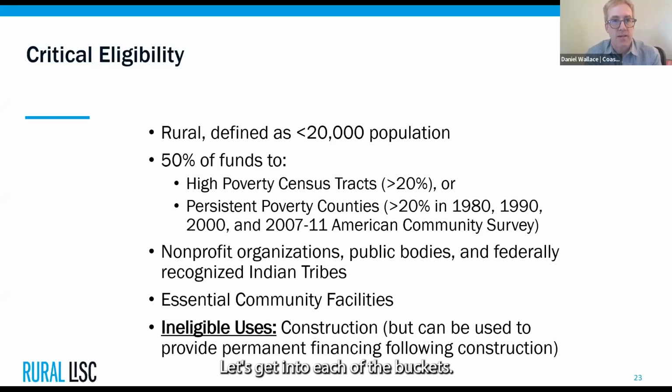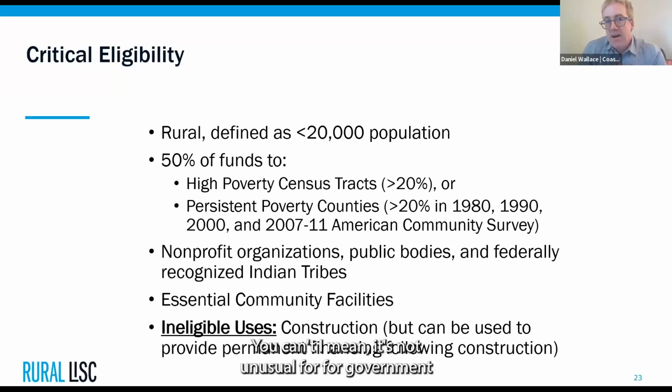Let's get into each of the buckets. Funds need to go to towns with less than 20,000 people. That's one of USDA's rural definitions. 50% of the funds have to go to high poverty census tracts or persistent poverty counties. And the other elements we've touched on already. I would say that a hurdle is the last bullet there.